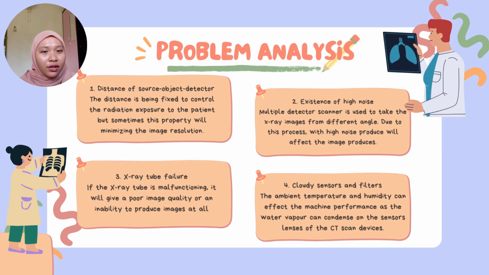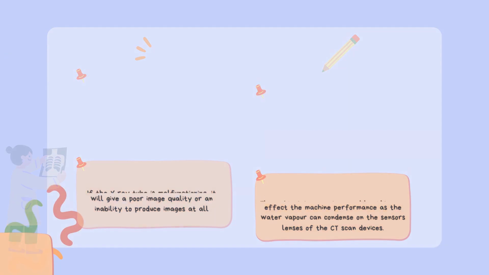Besides water vapor condensing, the lens can also become blurred because of dust particles attached to it. To make sure this does not happen, we need to always wipe the sensors and check them every time before we use the machine.